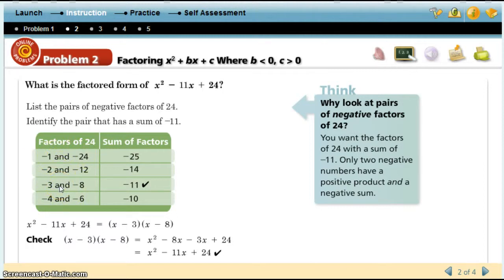And notice this is exactly like the last problem you just did, except we are dealing with a negative 11, so that makes our 3 and our 8 both negative. So negative 8 and negative 3 work, which indicates that you have subtraction in your binomial, x minus 3 and x minus 8. And you can use the FOIL method like they did to check your answer. That's always good practice just to make sure that you have the correct binomials. And you do get the same trinomial that you started with. So x minus 3 and x minus 8 are the two binomials.